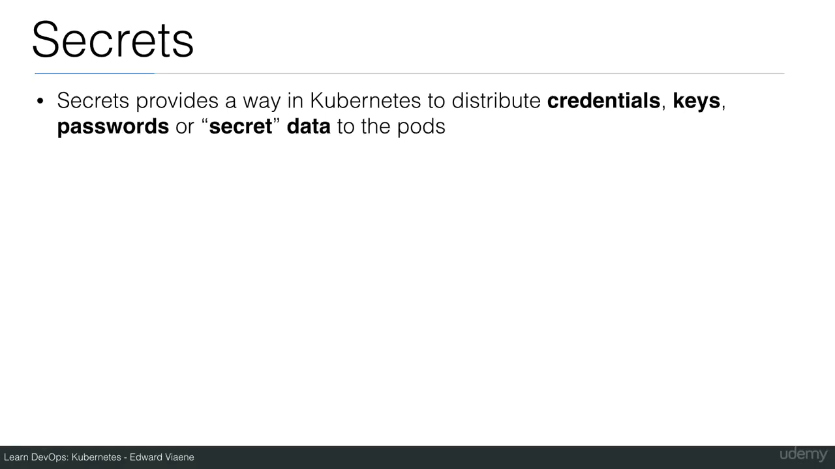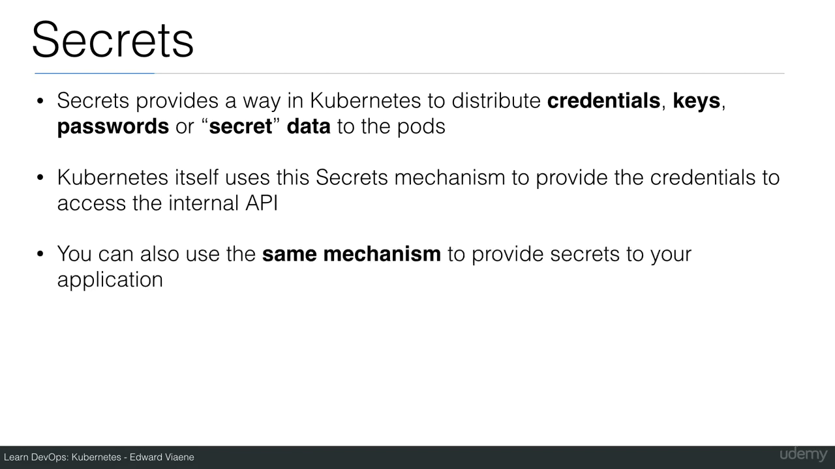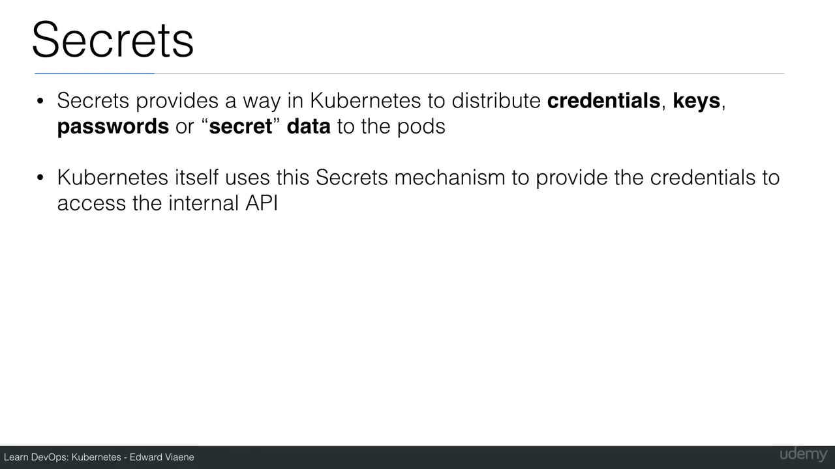In this lecture, I'll be talking about secrets. Secrets provides a way in Kubernetes to distribute credentials, keys, passwords, or secret data to the pods. Even Kubernetes itself uses this secrets mechanism to provide the credentials to access the internal API. That means that pods have access to secrets, and those secrets must be distributed using this secrets mechanism. In the demo, I will show you exactly how it looks.